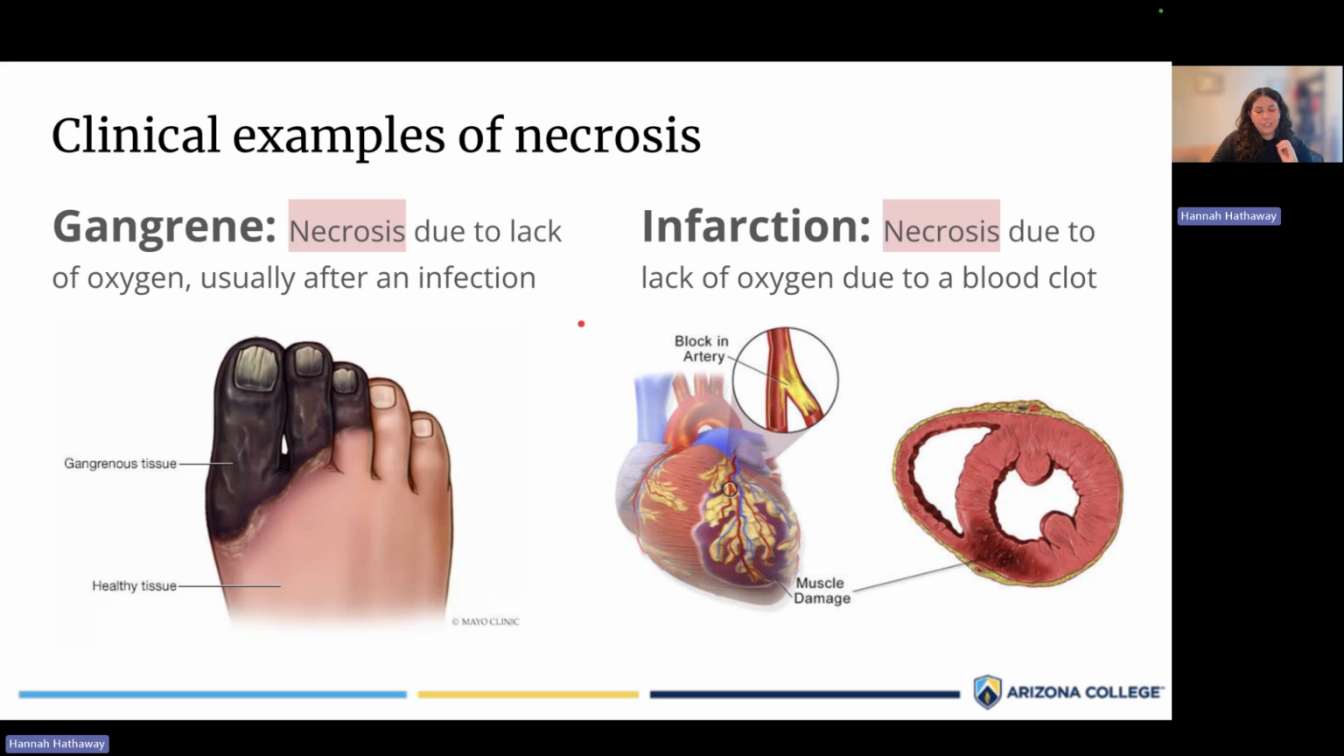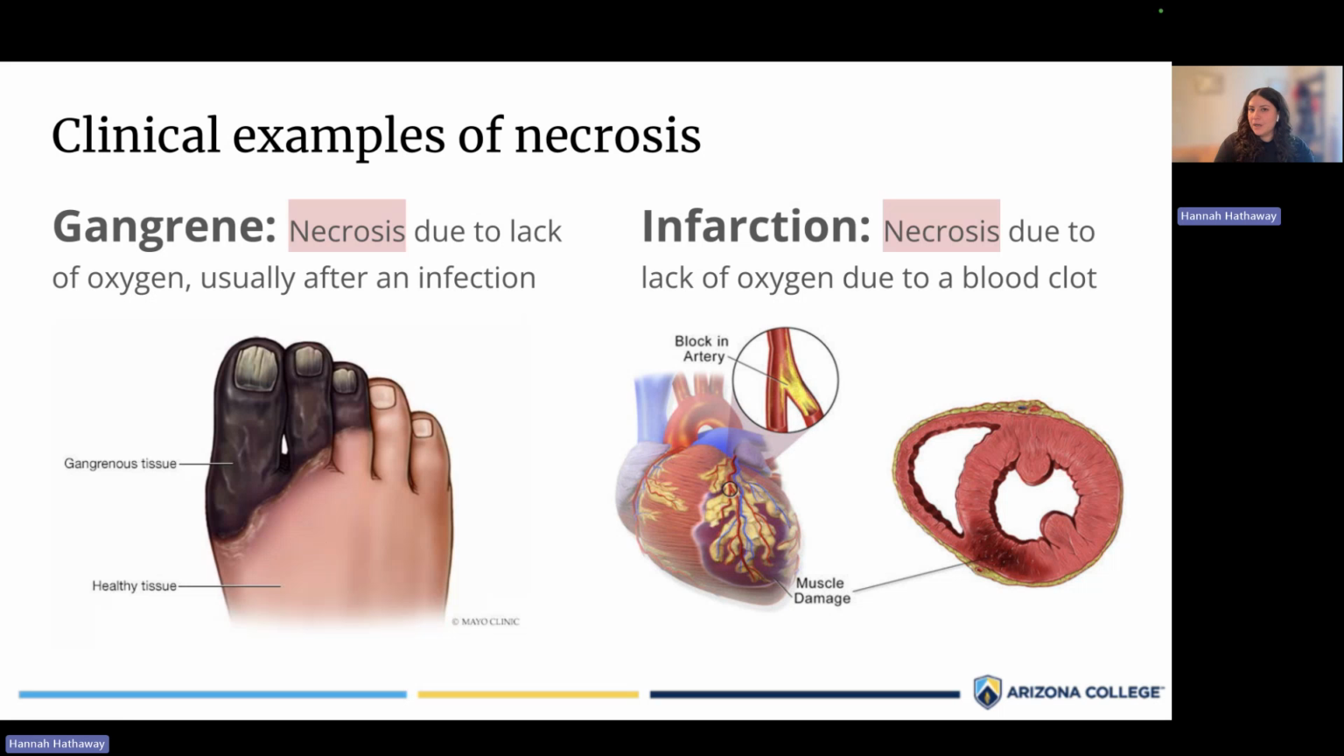Another example, which you should definitely know, because this is going to come up multiple times throughout the term, is an infarction. So this is necrosis that is due to lack of oxygen due to a blood clot. In other words, this is necrosis in response to prolonged ischemia. Ischemia is that lack of oxygen due to a clot or occluding blood flow. Lots of different examples of infarction.